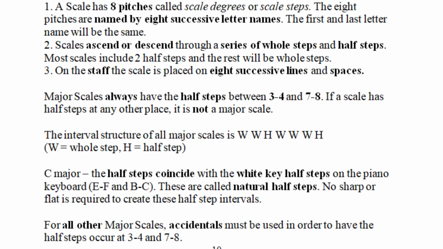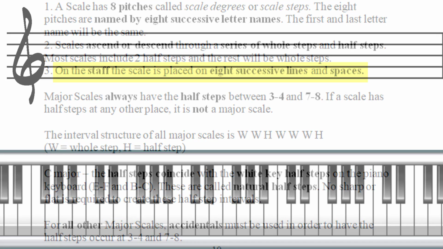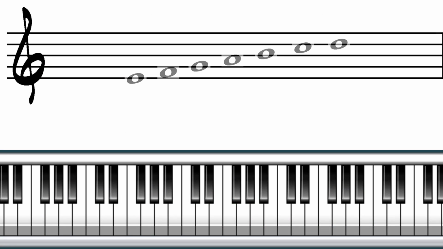And not only do most scales include 2 half steps and the rest will be whole steps, as it says on the page, with major scales, all major scales include 2 half steps in the sequence and the rest are whole steps. Now on the staff, when we write it down, we're going to write these scales on 8 successive lines and spaces. We just go line, space, line, space, line, space. Or if you start on a space, you go space, line, space, line, space, line. We don't skip any. So let's use C again as our example.